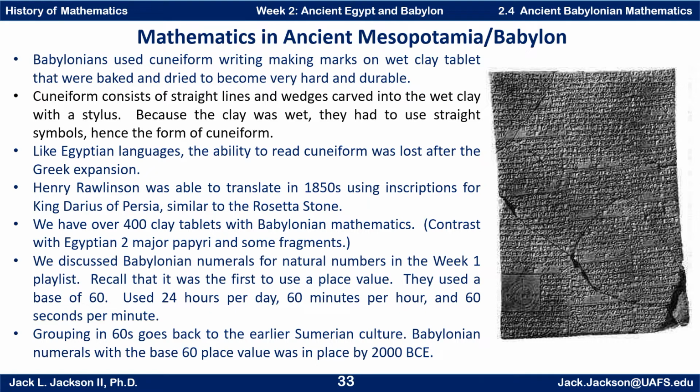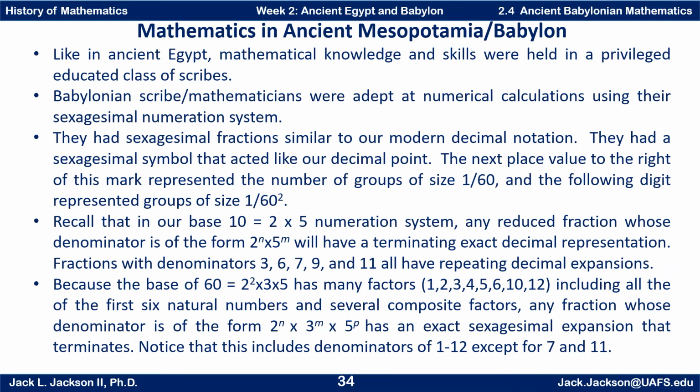Grouping in 60s actually goes back to the earlier Sumerian culture rather than the Babylonians, but by the time the Babylonian empire was in place, let's say around 2000 BCE, they firmly had in place a place value system. And you can see one of these tablets with some cuneiform writing on the right. Like in ancient Egypt, mathematical knowledge and skills in Babylon and Mesopotamia were often held in a privileged educated class of scribes. So not everybody would have been trained in mathematics.